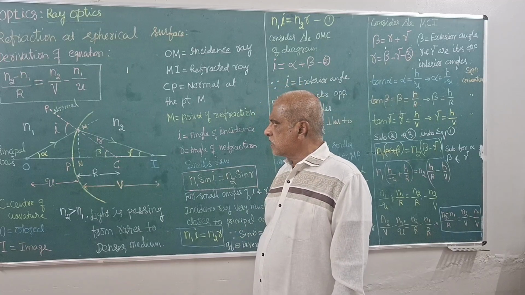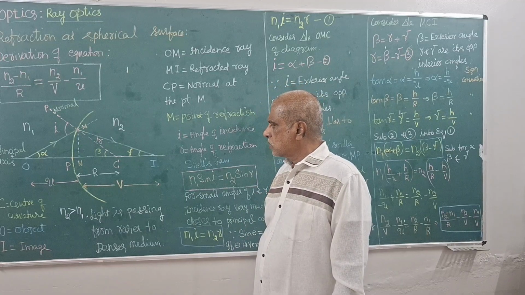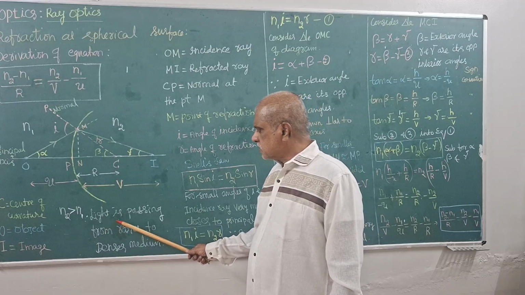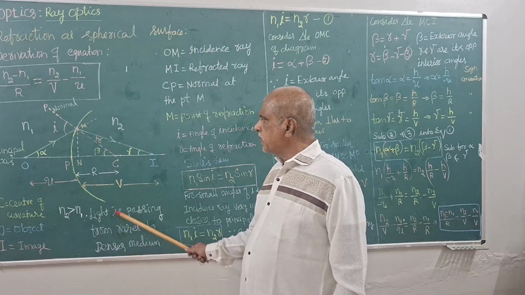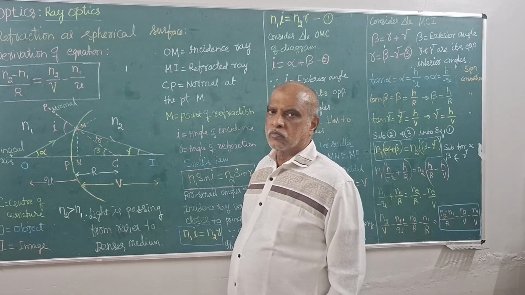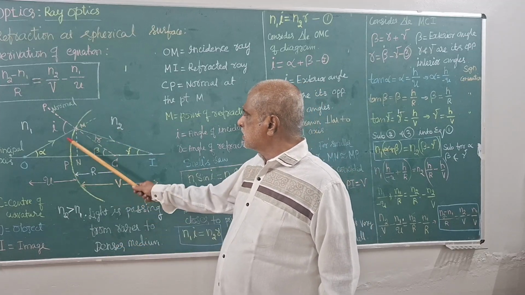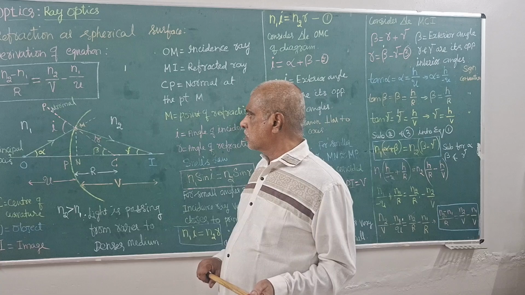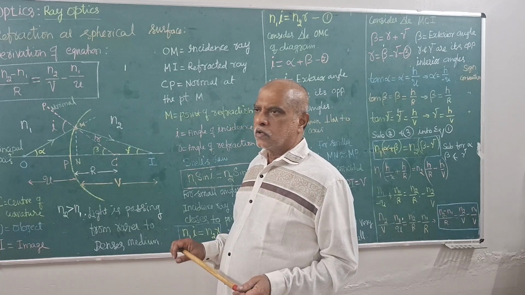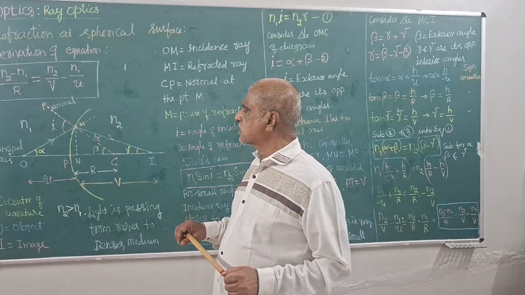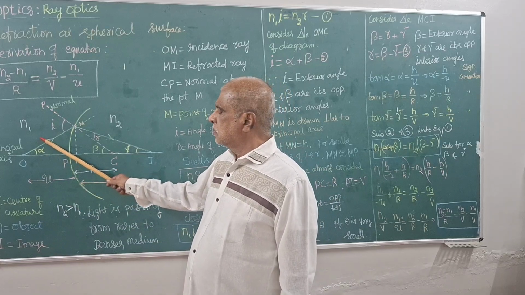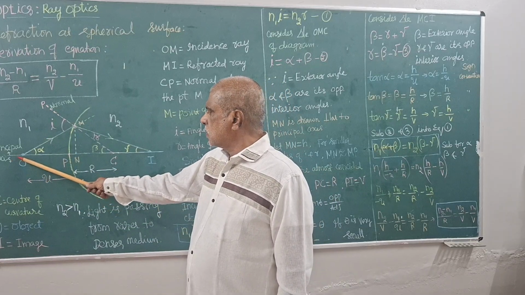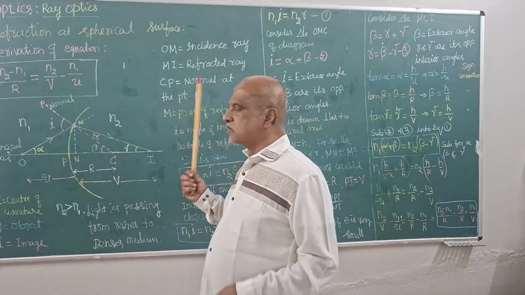Now let us consider the light is passing from the rarer medium to the denser medium. Rarer medium to the denser medium. So, we have to place the object on the rarer side on this line. It is called the principal axis.